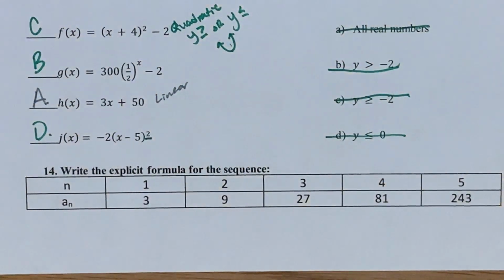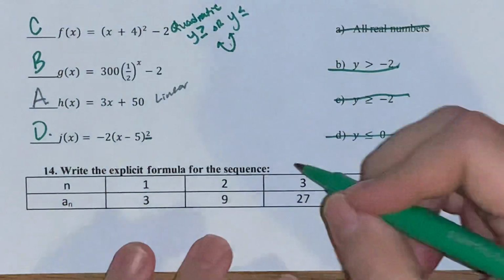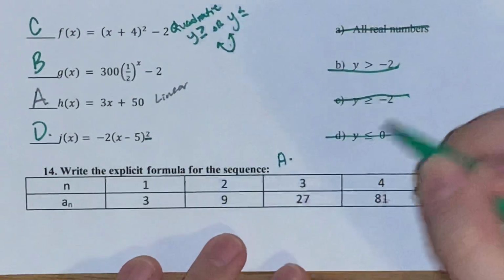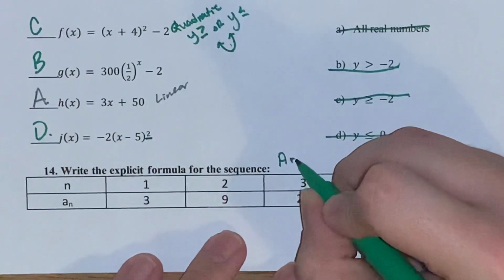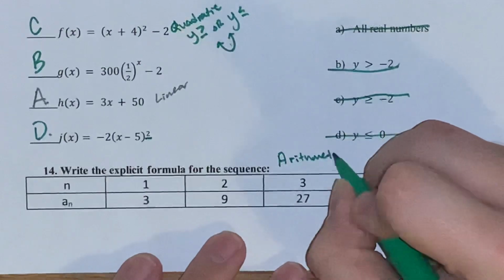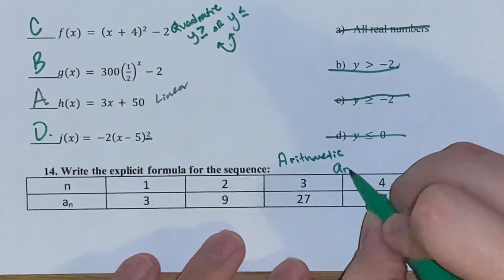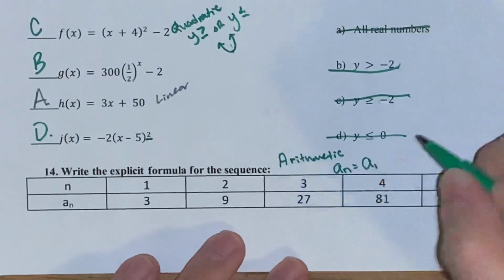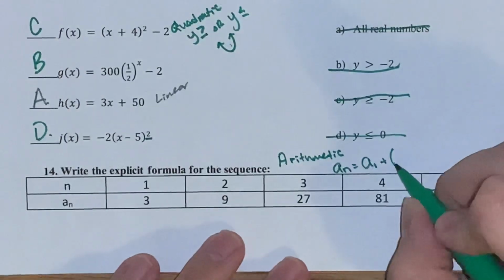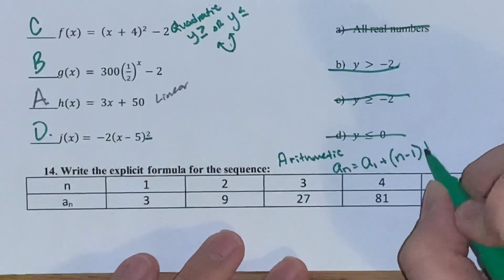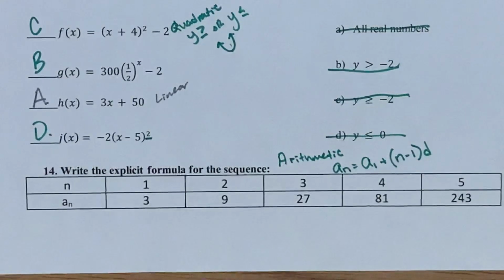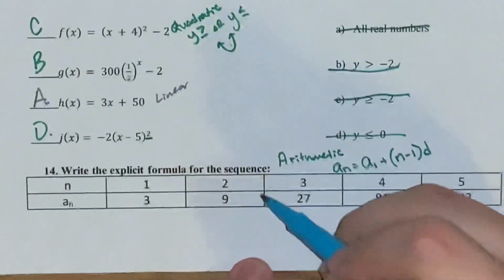Number 14, last one, write the explicit formula for this sequence. So I have two possibilities here. I can have the arithmetic sequence, which the explicit formula is a sub n equals a1 plus n minus 1 times d, d being the common difference. Or I could have the geometric sequence.